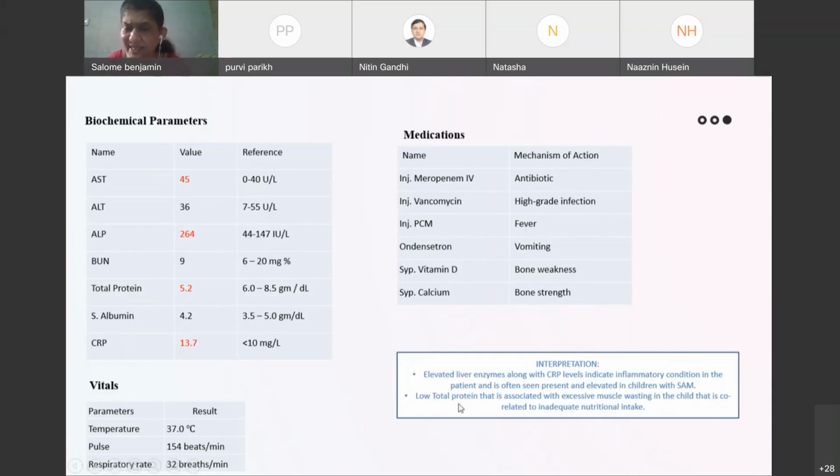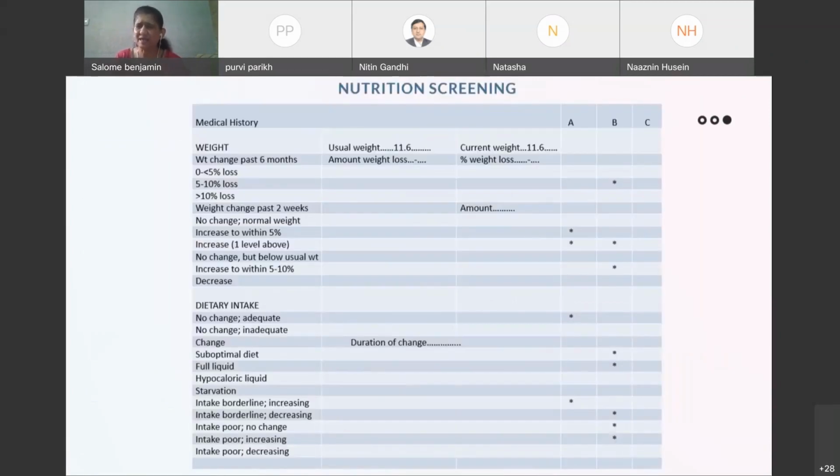How will you interpret? Elevated liver enzymes along with CRP elevation indicate an inflammatory condition in the patient and are often seen in SAM children. Then low total protein is associated with excessive muscle wasting in the child, correlated to inadequate nutritional intake, because the child has not eaten for days together because of the appetite and the global development disorder.